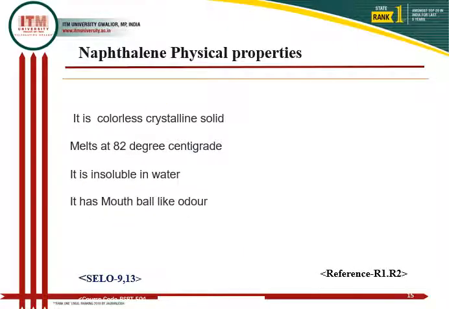Another hydrocarbon is naphthalene, having two benzene rings. Let's see its physical properties. It is a colorless crystalline solid. It melts at 82 degrees centigrade. It is insoluble in water and it has a mothball-like odor. That's why we use it in domestic applications.